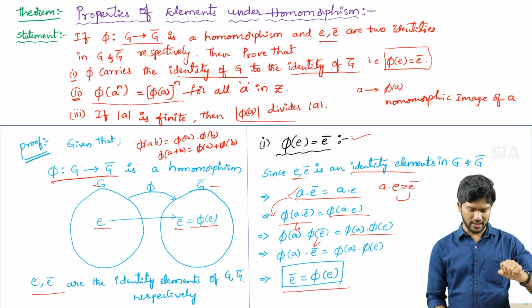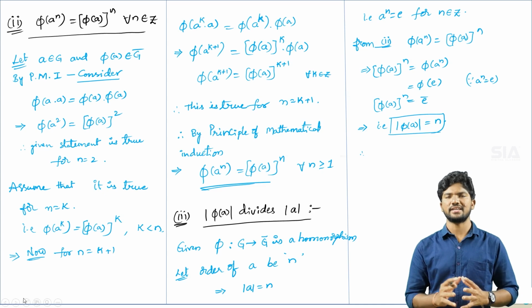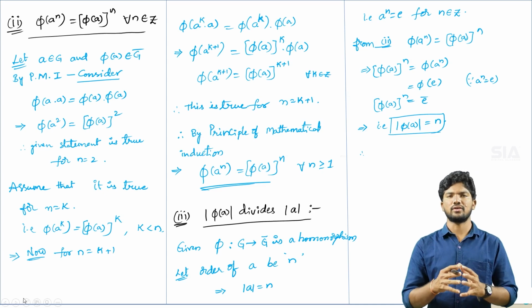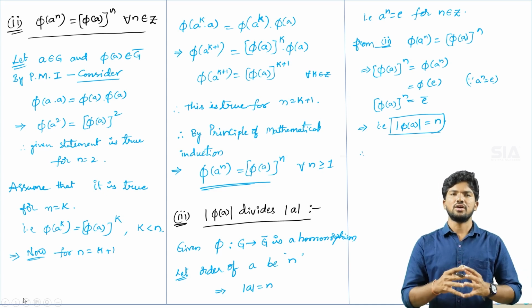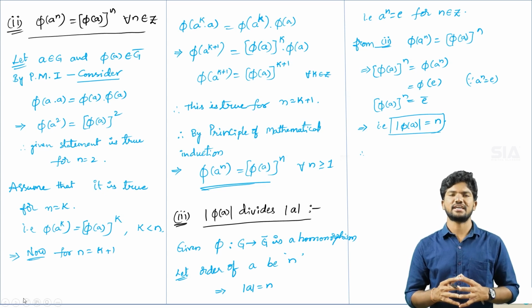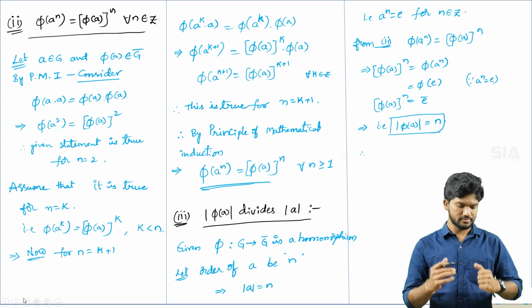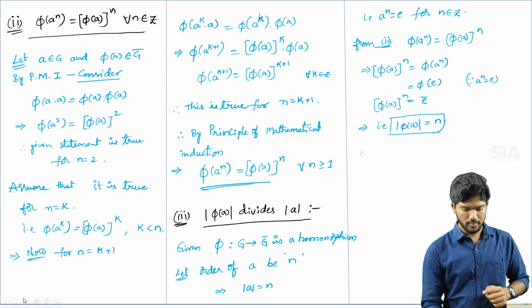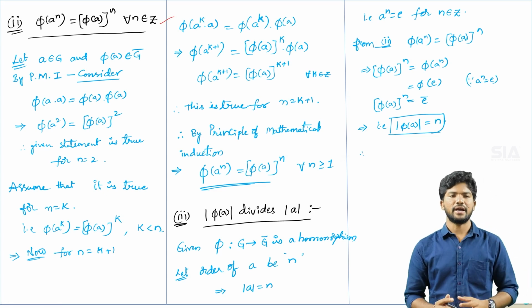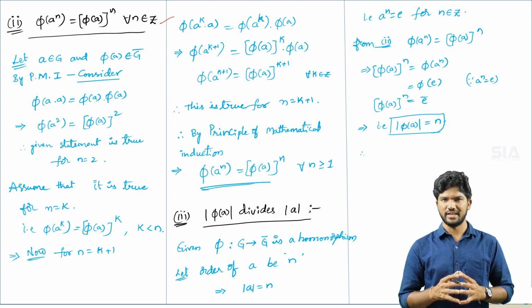Here we are taking that the identity element is unique. From that point we multiply by small a. After that we apply the homomorphic image, then apply the homomorphism condition. Then by applying the left cancellation law we get the required condition, pi of E is equal to E bar. Now we are proving the second condition, that is pi of a power n is equal to pi of a whole power n for all n belongs to integers.